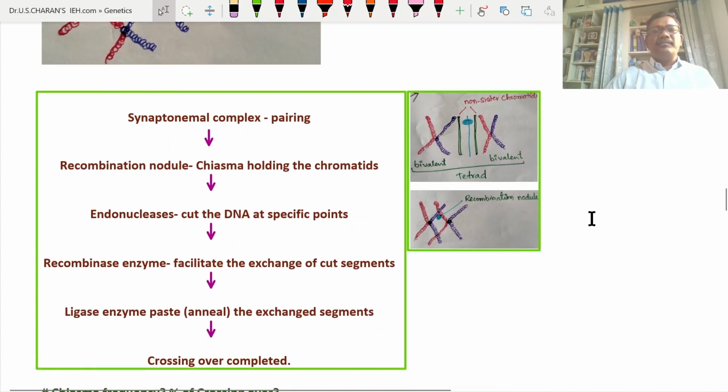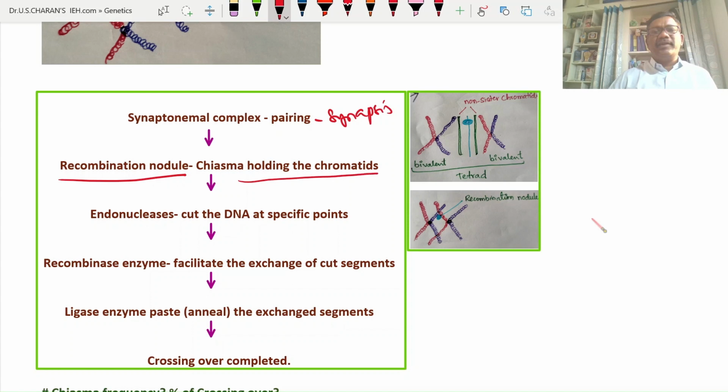But there is a somewhat big mechanism during this crossing over. The synaptonemal complex first pairs the chromosomes, which is synapsis. Then the recombinant nodule is formed, and the chiasma holds the chromatids. At this stage, the two sister chromatids are coiling with each other. That is called the chiasma formation. Then after coiling, this chiasma can hold these chromosomes. This chiasma is maintaining that coiling.